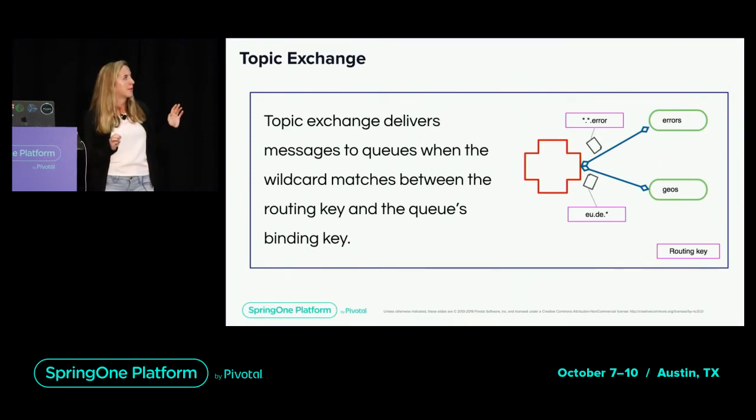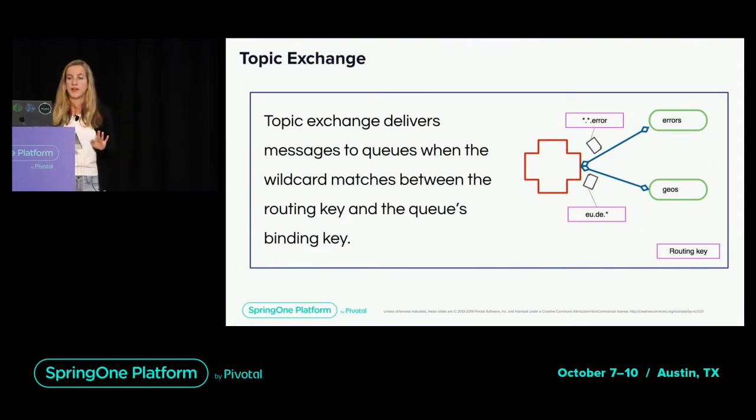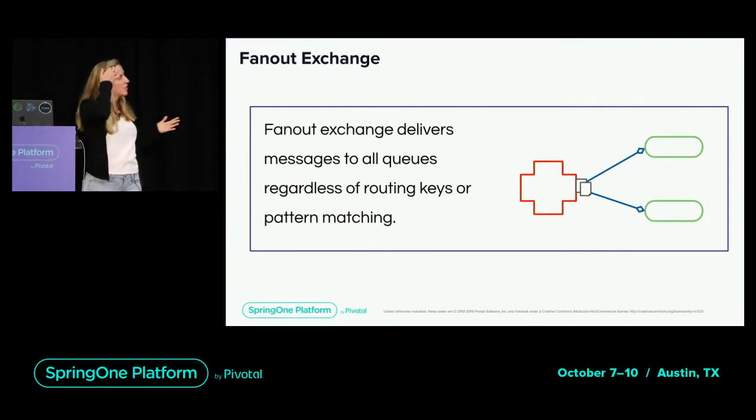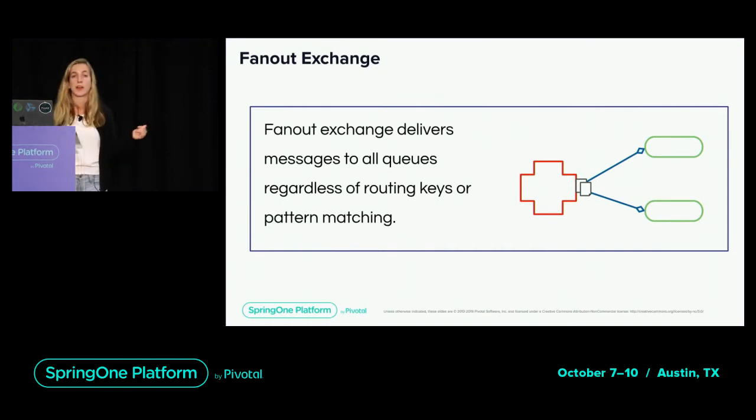One of them is routing based on errors. One is routing based on geography. You can see how you can start to layer these to really get advanced routing throughout the broker. And then finally, you have a Fanout Exchange, which delivers all messages to all queues regardless of the binding key, the routing key, or pattern matching.